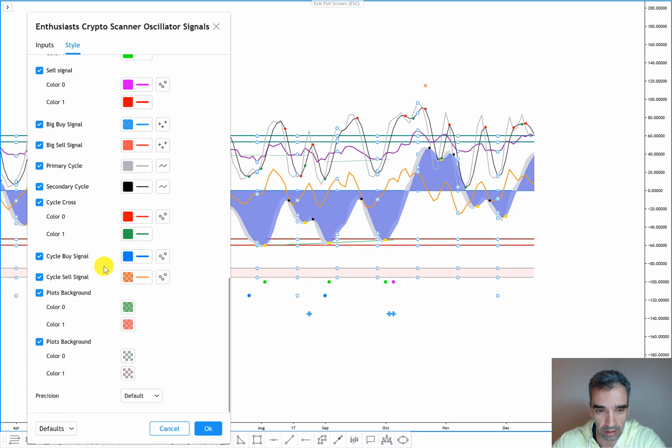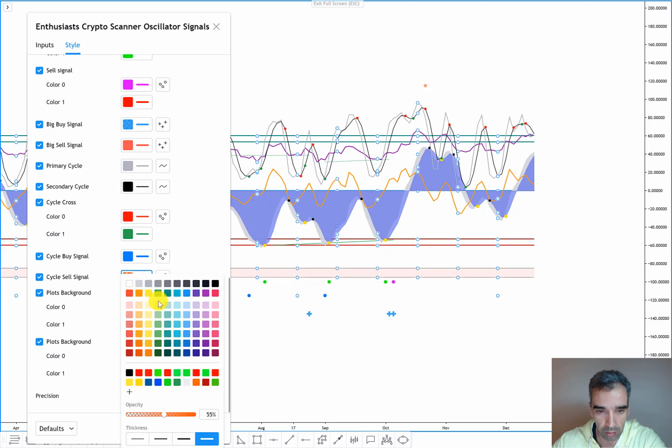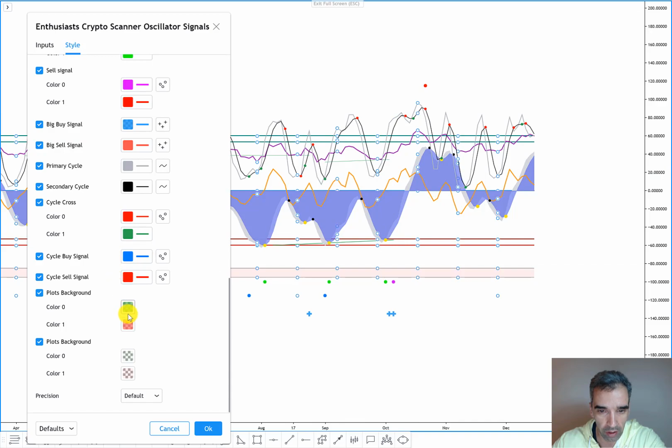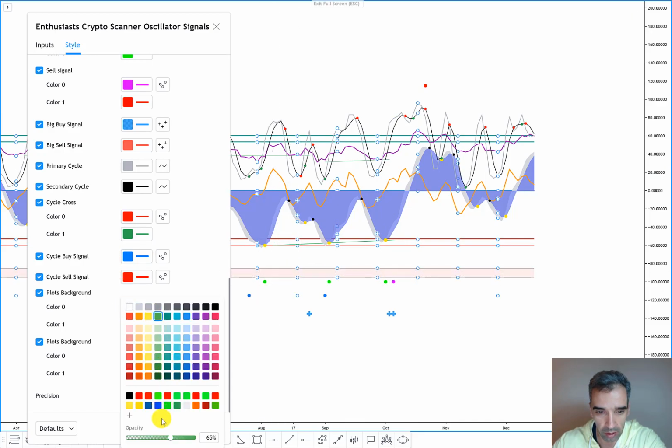Our cycle sell signals. This is very important to pay attention to. With these ones, very important to have. Pay attention to this one here, red, deep red. Then our plot background, it's here inside. You won't have any plottings at this moment here, I believe, because we have no volume, so I can't do anything with this one here.